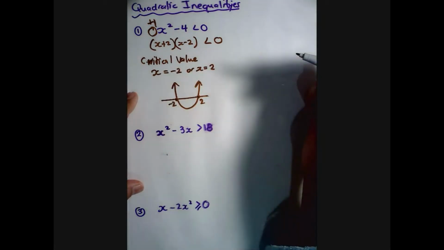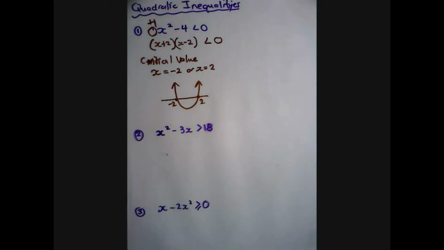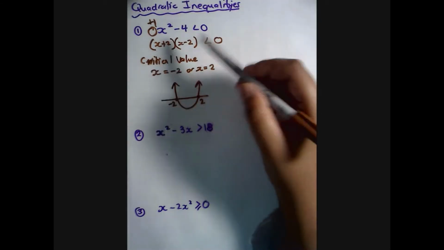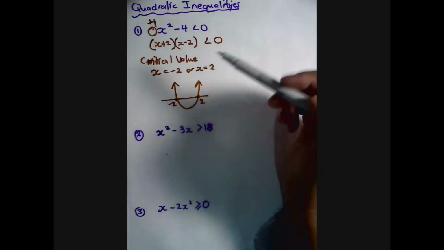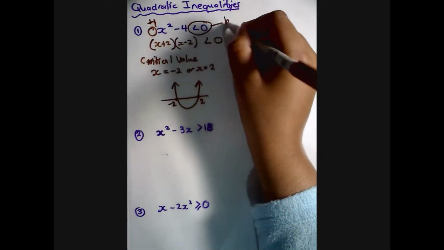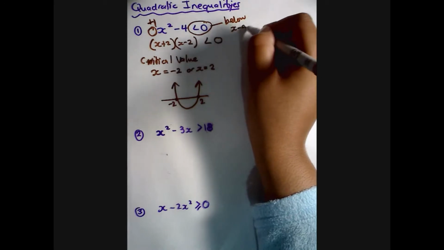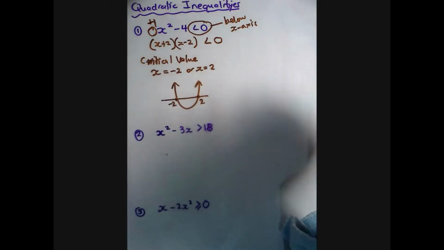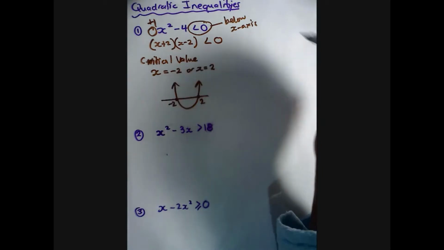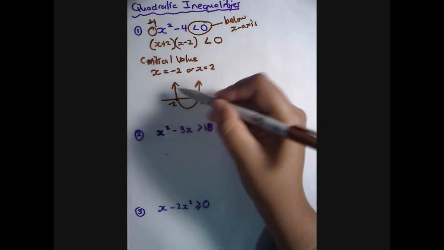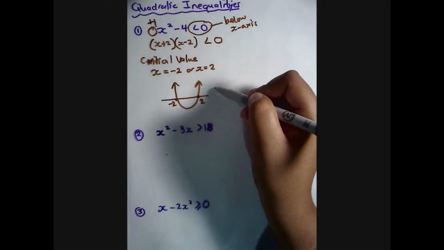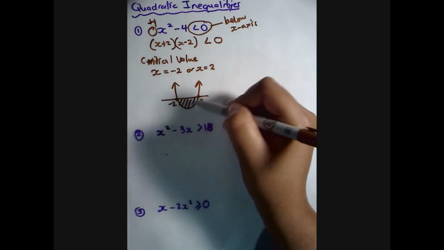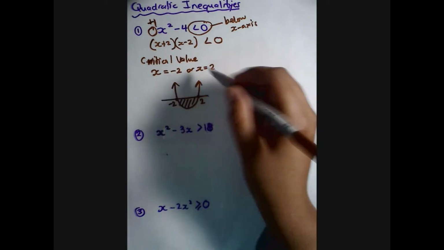And now this is the part where many people get confused about the shading. When you have something like this, and the question said it has to be less than 0, less than 0 means below the x-axis. So what part of the parabola is below the x-axis? If I look here, this is above, this is below, this is above. So this is my below the axis. So this is how I showed it graphically.